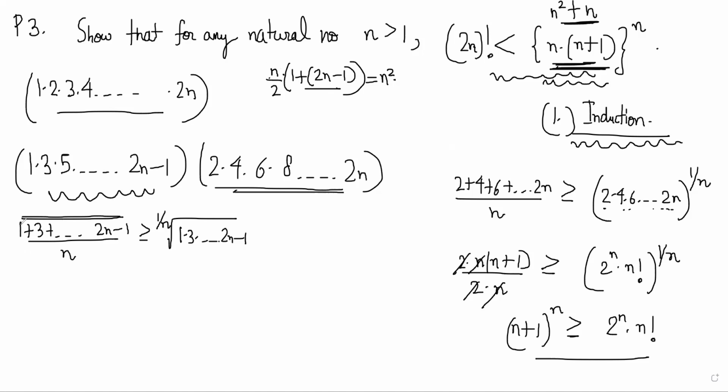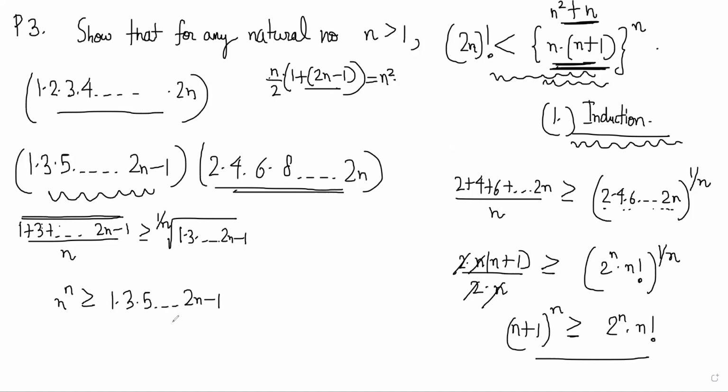Also see, 1 plus 3 is 2 square, 1 plus 3 plus 5 is 9, which is 3 square. Plus 7 is 16. Yeah. So this is n square by n. So n power n is greater than or equal to 1 into 3 into 5 into till 2n minus 1, right?